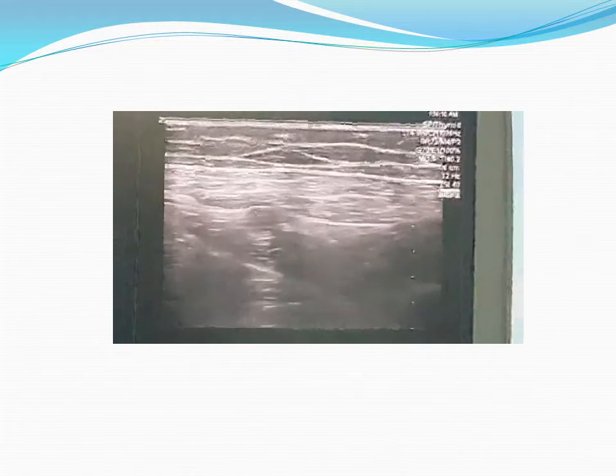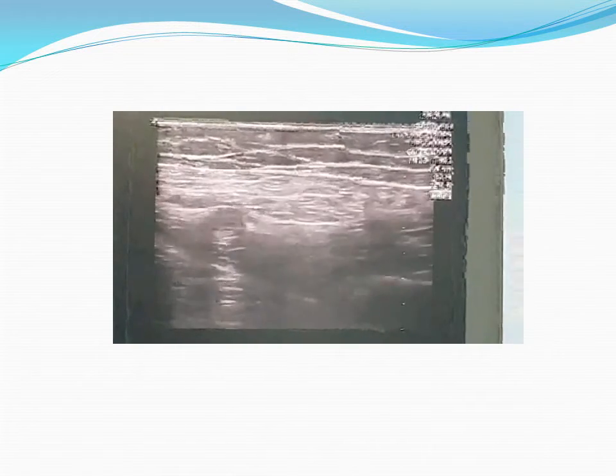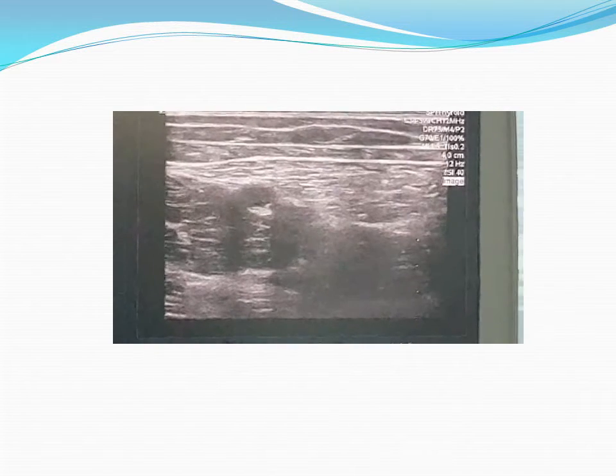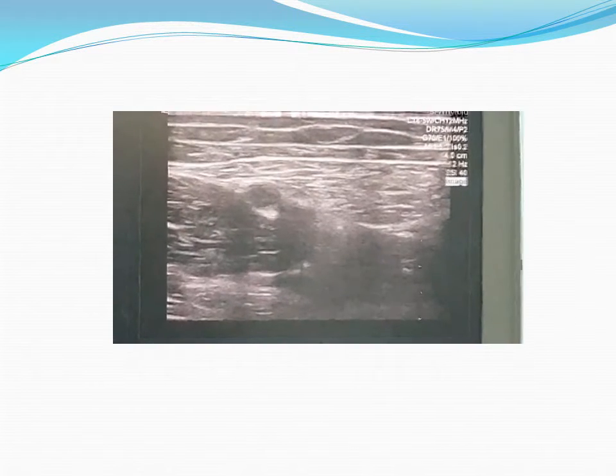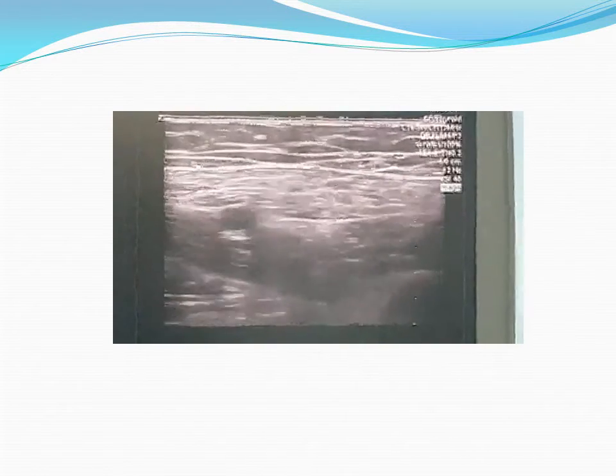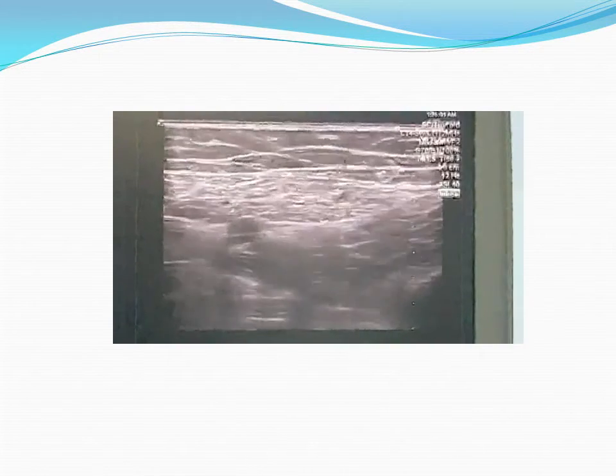The block here is equivalent to under the sartorius muscle, under the sartorius cover. This is proximal in the adductor canal block, maybe in the femoral triangle. We are going more laterally. The artery is going more laterally.